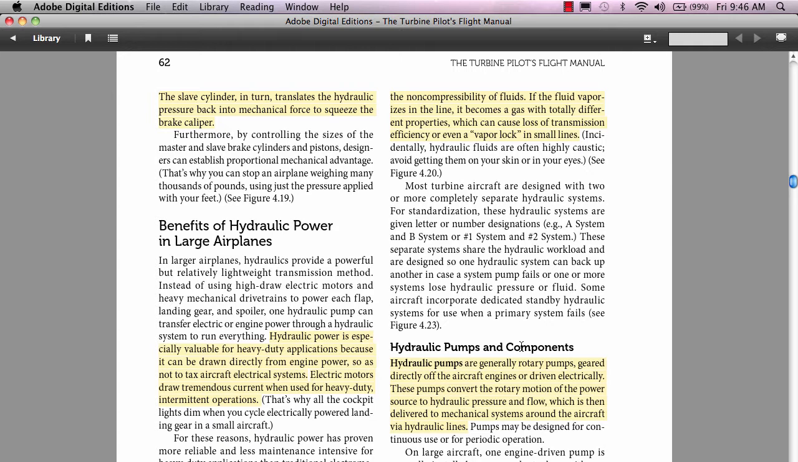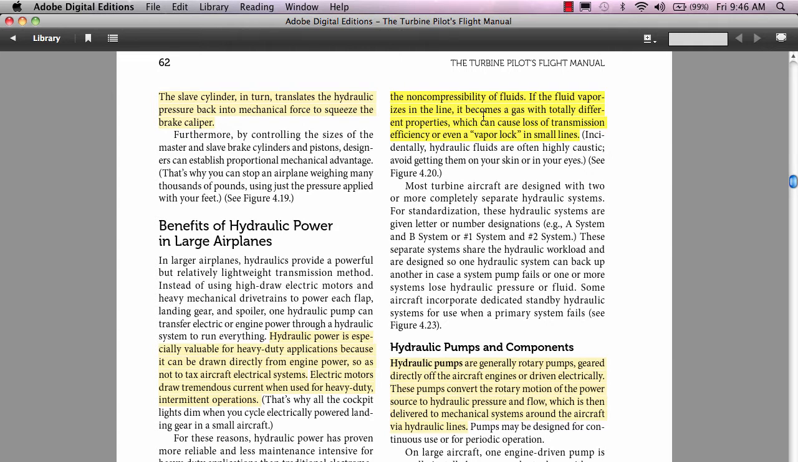Okay. Again, up here they talk about the vapor lock. You could get that if the hydraulic fluid was not built to this high standard where it can withstand high temperatures and high pressures and not produce vapors that cause problems.